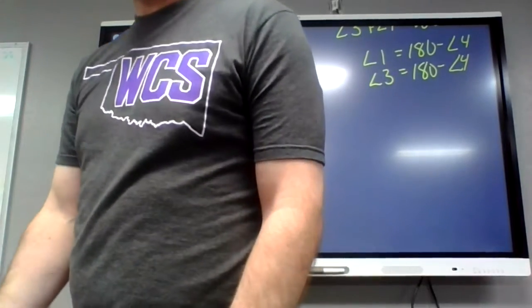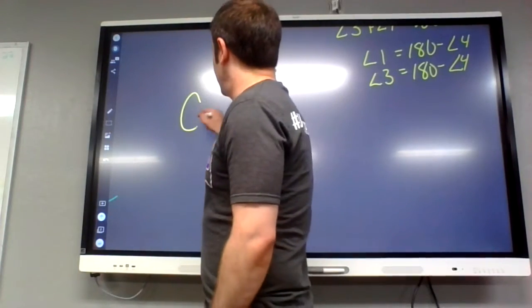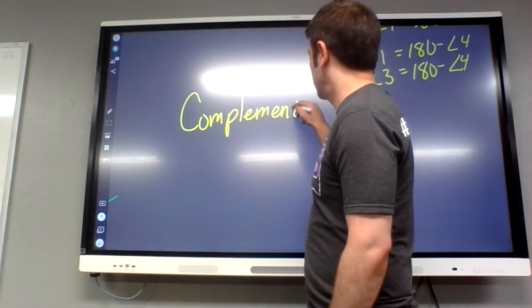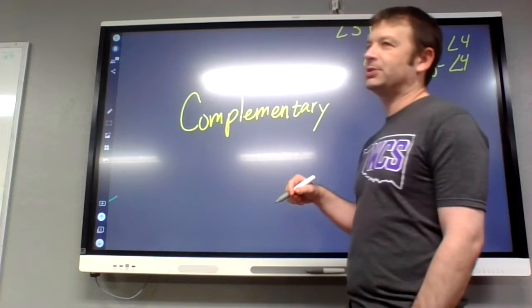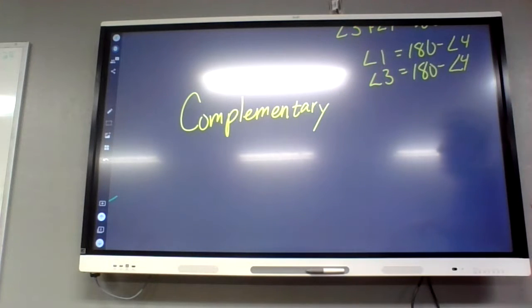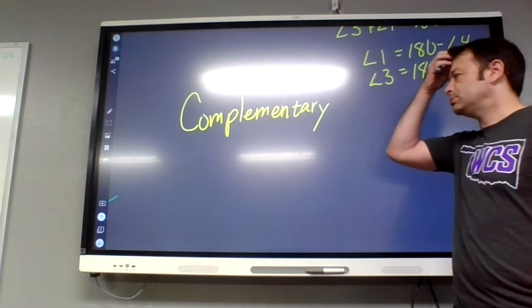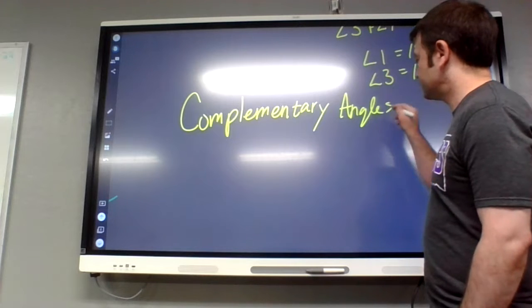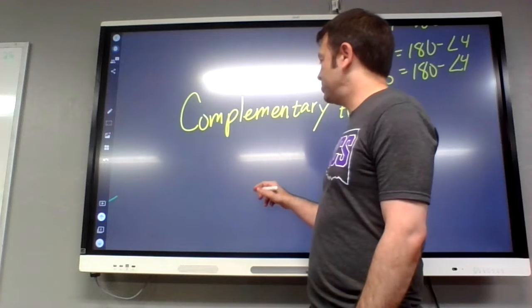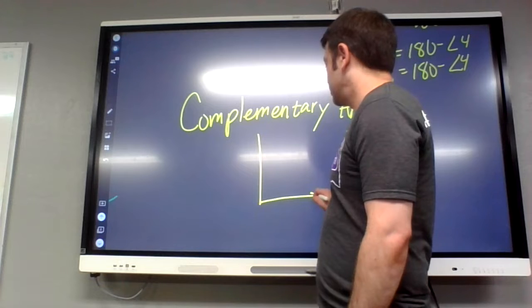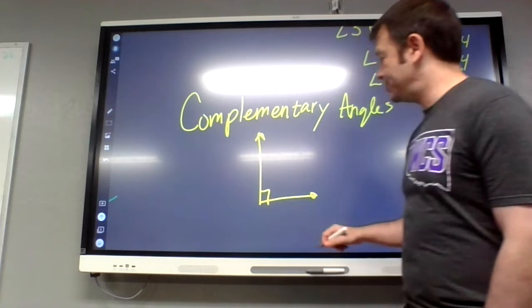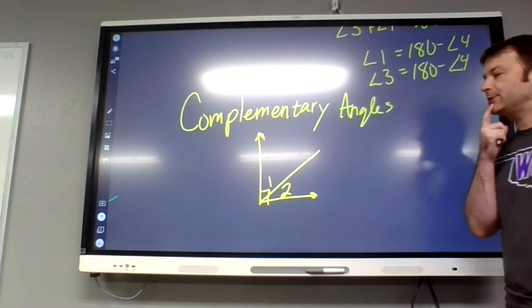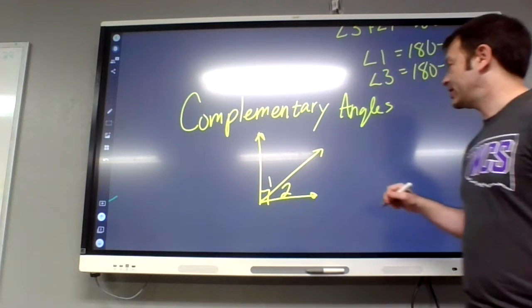All right. So probably in seventh grade, you've heard this word before. I might have mentioned it once last year. Maybe, I don't know. Complementary angles. Anybody know what those are? Two angles that add up to 90. So in the picture, if this was a 90-degree angle, then angle 1 and angle 2 would be complementary angles. So two angles that add up to 90 degrees.